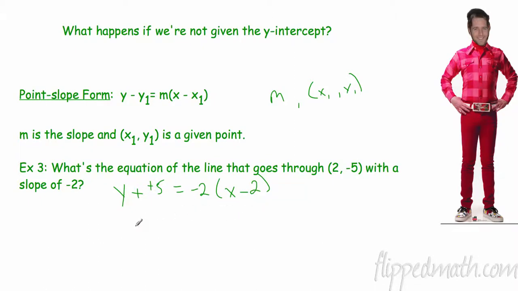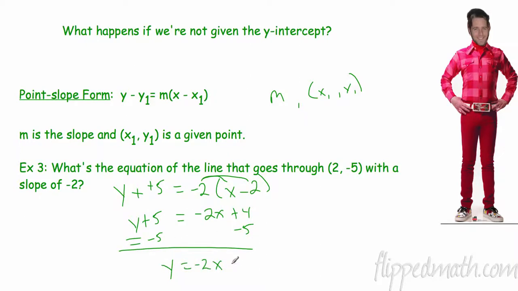Alright? And hopefully that's something you can recognize by now that you're a big, bad Algebra 2. So distribute. -2 times x is -2x. -2 times -2 is +4. Alright, and again, to get the y by itself, I have to subtract 5 from both sides. y equals -2x minus 1. And that is our equation of a line in slope-intercept form of the line that goes through (2, -5) with a slope of -2.